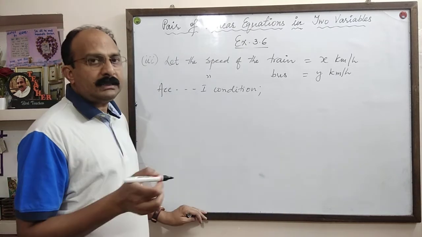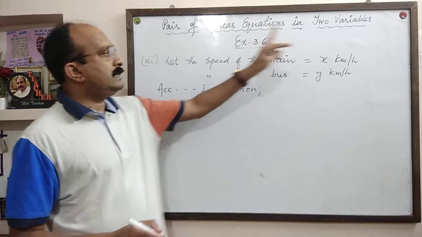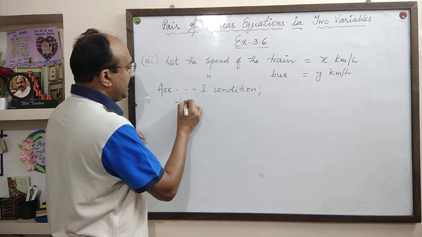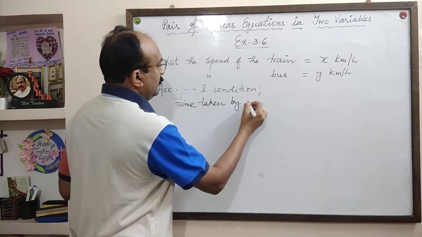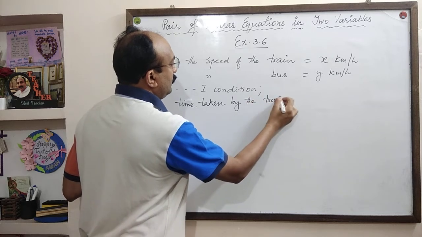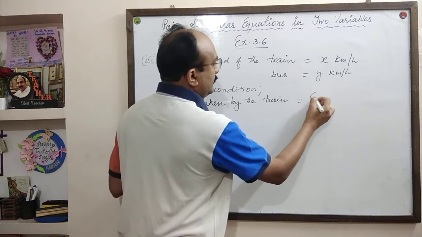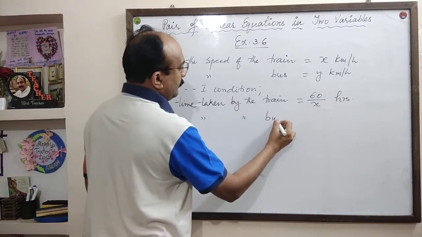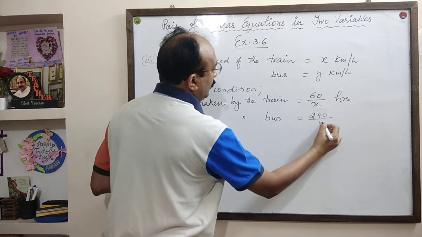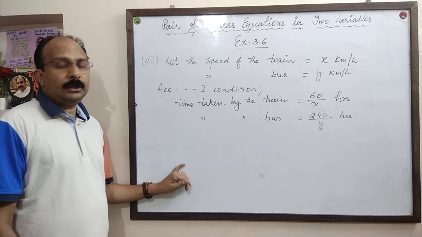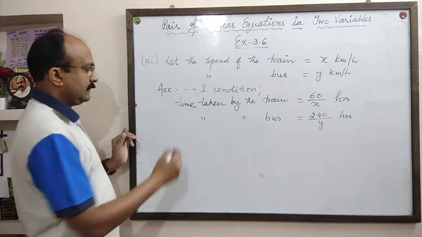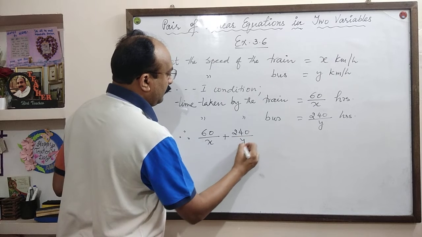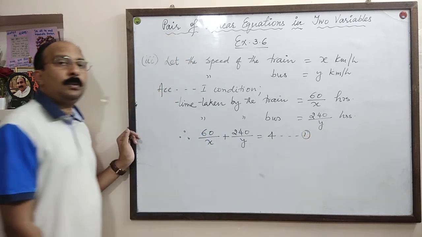If the distance traveled by train is 60 kilometers and speed is x kilometer per hour, what is the time taken by train? We know that time is equal to distance upon speed. Distance is 60, speed is x, so 60 upon x hours. The time taken by the bus is 240 upon y hours. Now what is given? The total time taken is 4 hours. Therefore, 60 upon x plus 240 upon y is equal to 4. This is equation number 1.